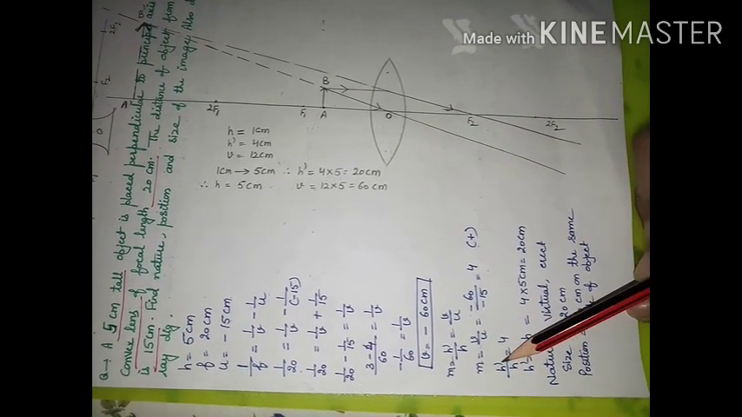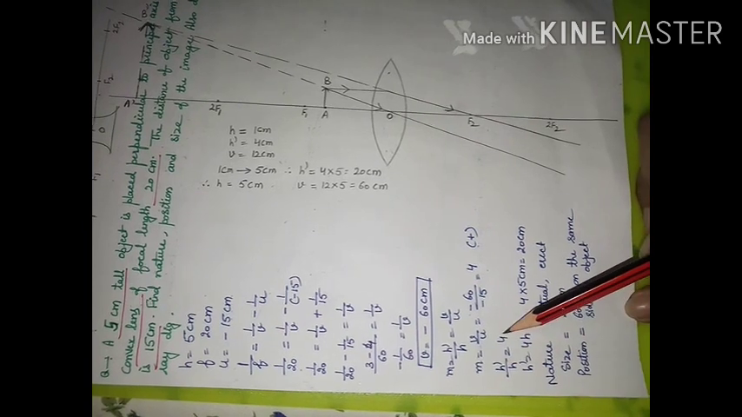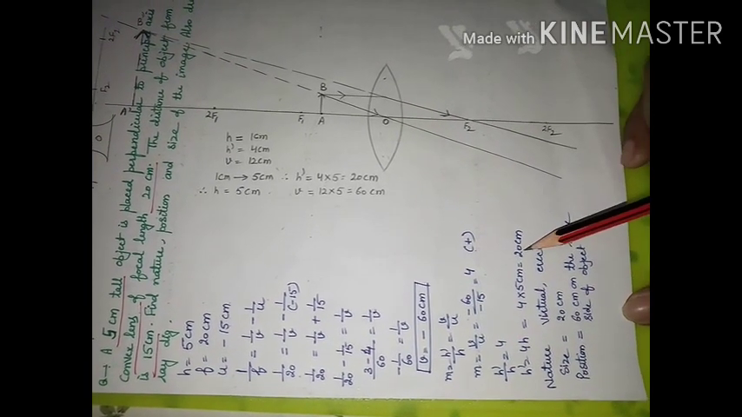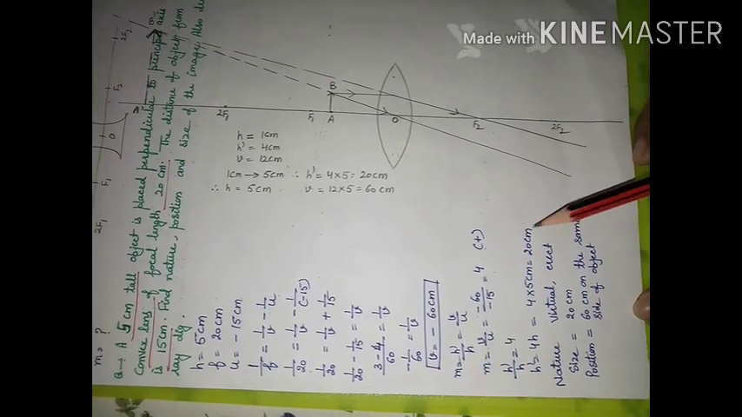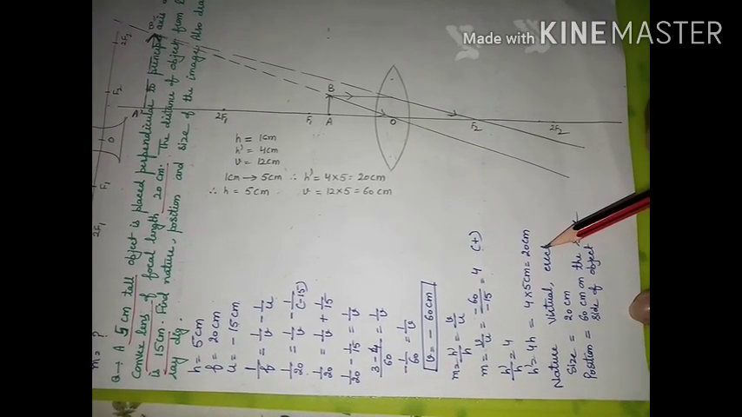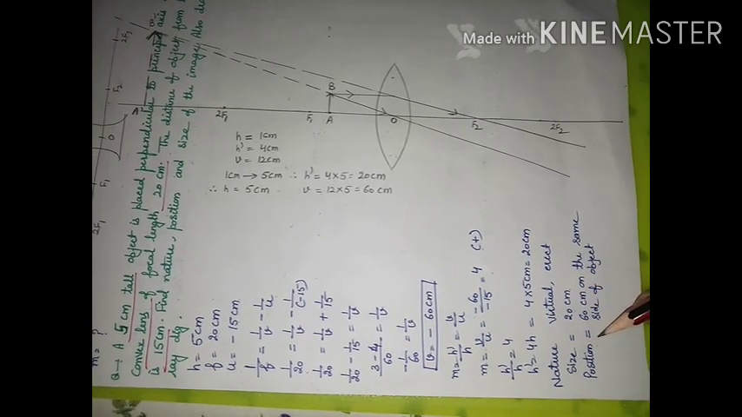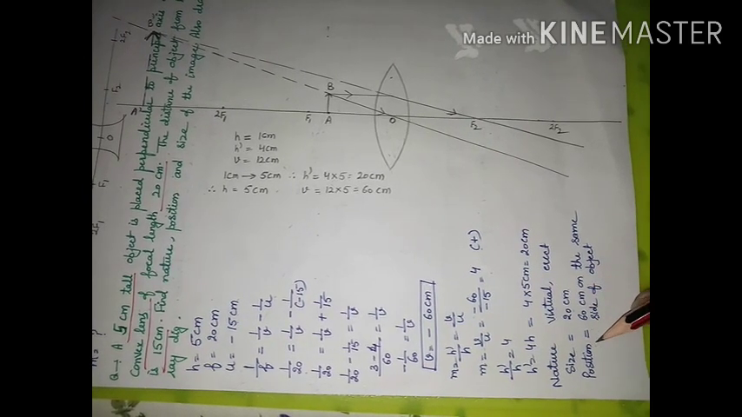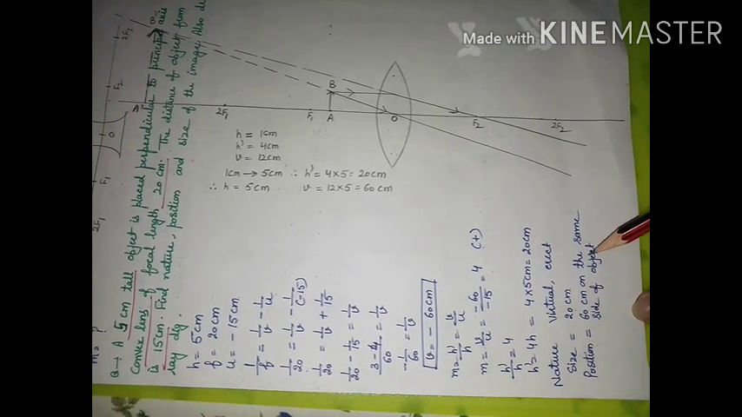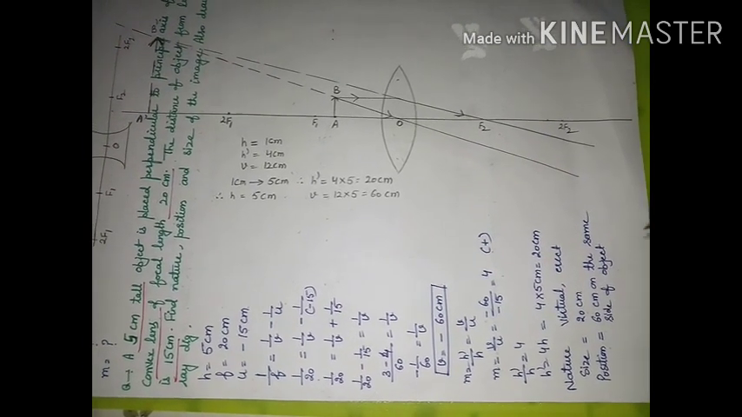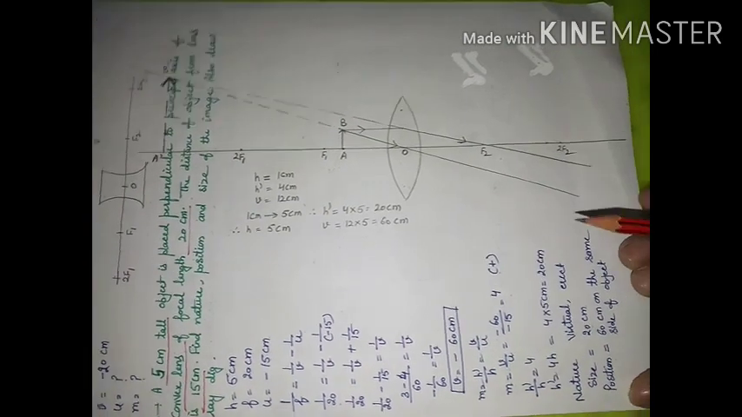Again, to find size of image, h dash upon h is equal to 4. So h dash will be 4h, so this will come out to be 20 centimeter. So nature is virtual erect, size of image is 20 centimeter, and position of image is 60 centimeter on the same side as the object. Let us see with the help of diagram whether the same answer is coming or not.